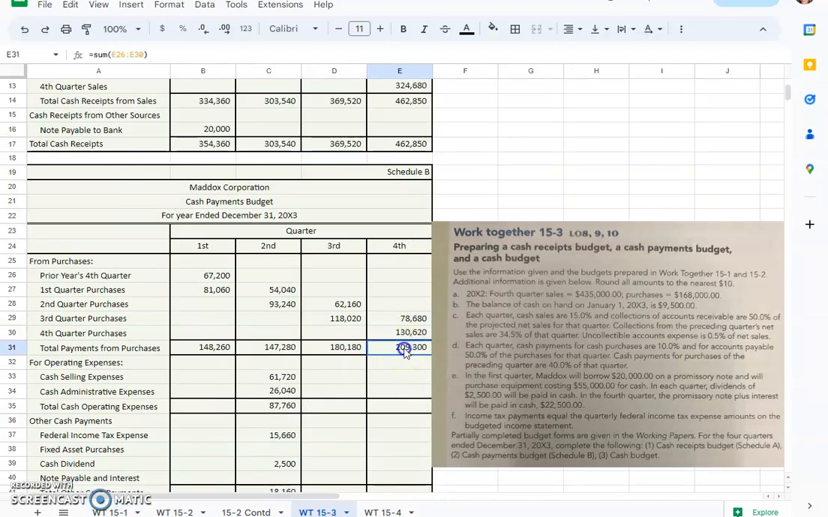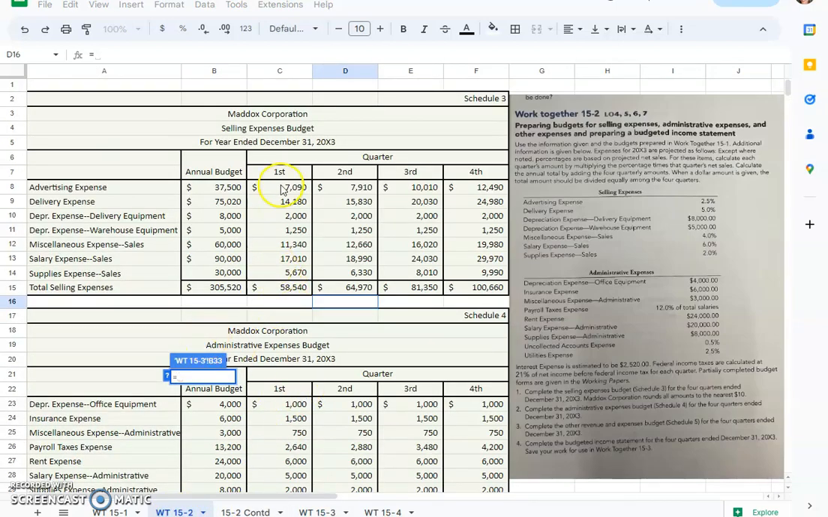130,620, so 209,300. So your selling expenses are generally all paid in the month that you incur the expense. So we'll just go equals, and we'll come back to 15-2 to our selling expenses budget. So it's all of your selling expenses except for non-cash items such as depreciation. So we'll subtract the depreciation off. The rest of these would be cash items.